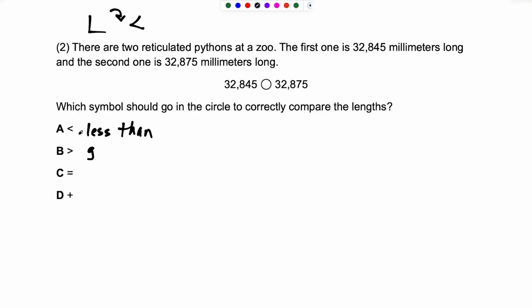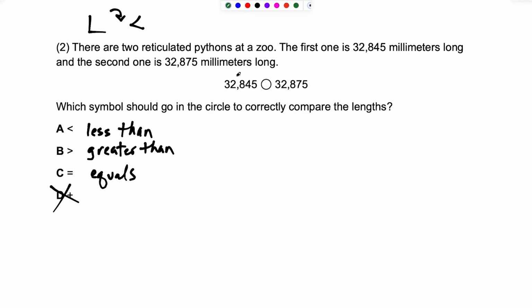So that's how I remember that this one is less than, and this one here is greater than, and then underneath here we have equals. So this one is equals, and this one is adding. If we're comparing these two numbers, we're not going to be adding them, so this one is out right away. Now let's take a look at the numbers here.